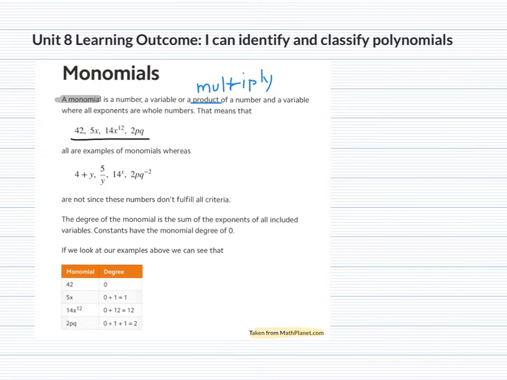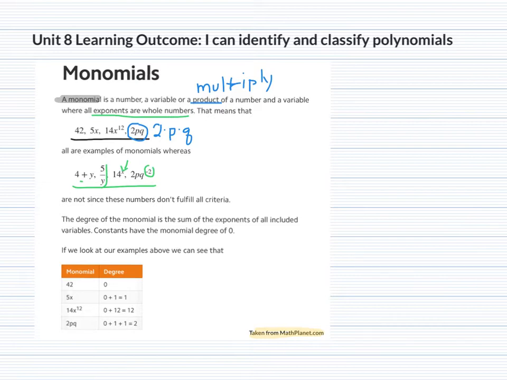So this is like 2 times P times Q. Okay, so that's a monomial. As opposed to these things, these are not monomials because if you look, there's a plus sign here. This is dividing by a variable. We can't have that. This has a variable in the exponent, just like our last unit. And here we have a negative exponent. Okay, so that means that in those examples, the exponents are not whole numbers. So they don't fit the criteria.